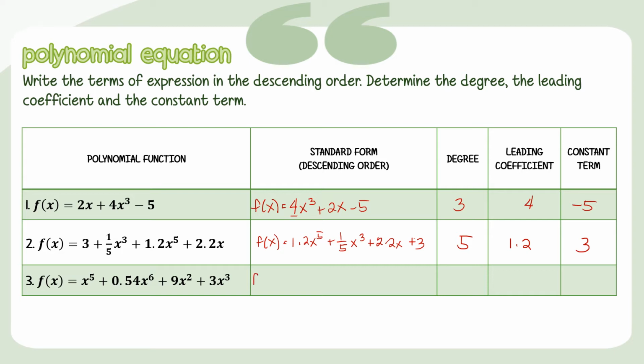Last example. F of x. Anong uunahin natin? 0.54x raised to 6. Next, x raised to the 5th power. Next, 3x cubed. Next, 9x squared. Degree, 6. Leading coefficient, 0.54. And the constant term, meron bang term na walang kasamang variable? Wala. So, this is 0. Alright? So, sagutan ninyo yung inyong worksheet following this example.